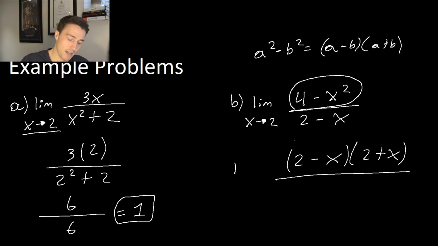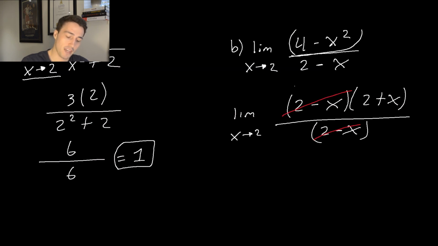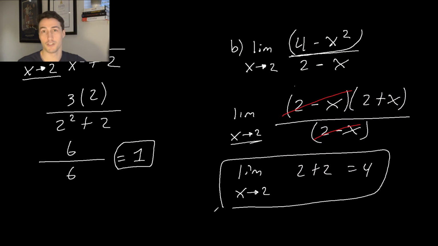Now, if we take again the limit as x goes to 2, in the bottom we also have 2 minus x. So we can cancel these, and once we've canceled them, we've removed that indeterminate form. Now we can plug in x equals 2 into this part of the expression. So the limit as x goes to 2 of this function will be 2 plus 2, and that's going to equal 4. So that would be the solution to part B.